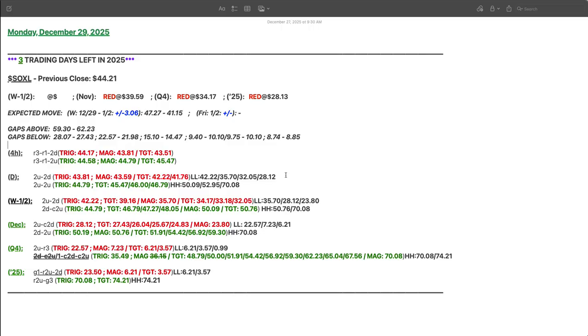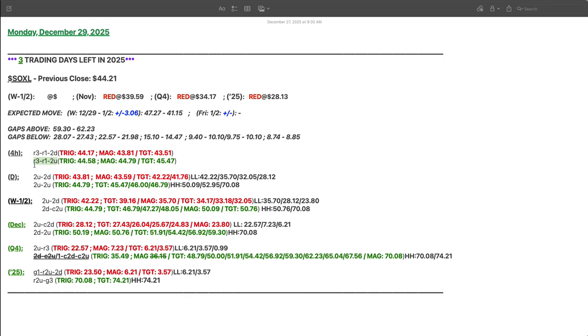Looking at the 4-hour chart, which we talked about earlier, if we go to the downside, we get a 3-1-2 down, triggering at 44.17. Not a lot of magnitude there, but it would take us to 43.81. If it does take us to 43.81, again, it triggers that 2 up combo 2 down, and we would have 43.51 as an extended target on the 4-hour chart.